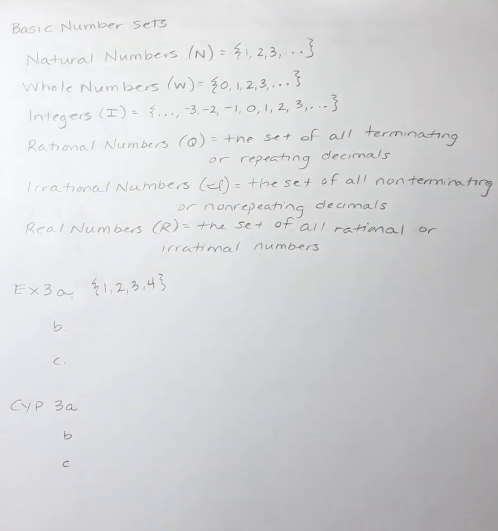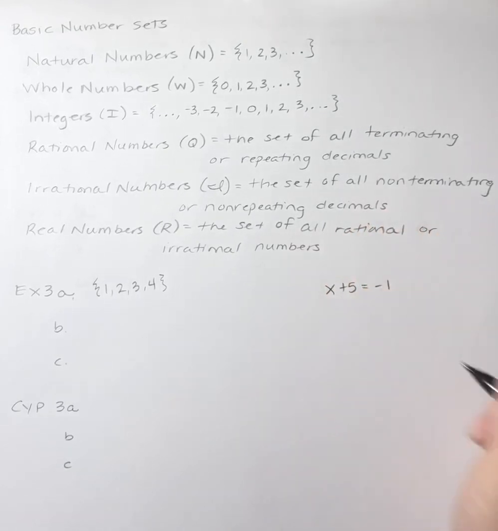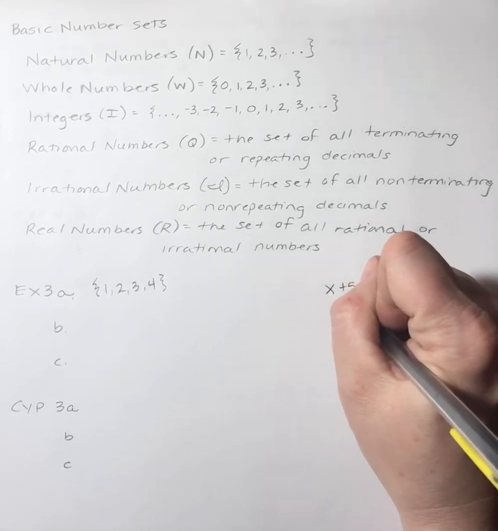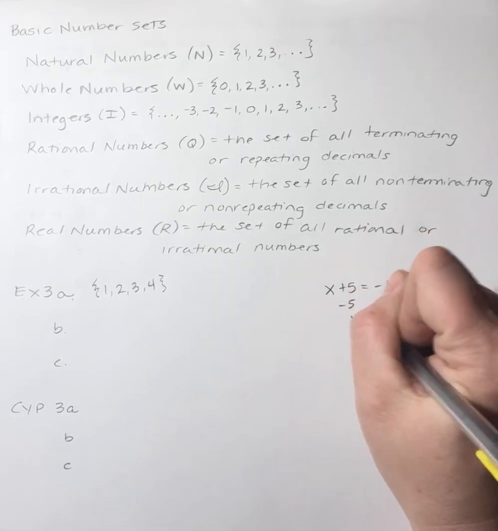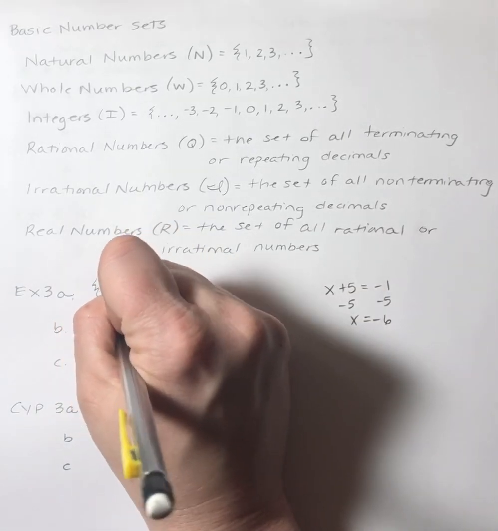B, the solution set of x plus 5 equals negative 1. So if we have x plus 5 equals negative 1, to solve that, I subtract 5 on both sides, so x equals negative 6. So I just have one solution, negative 6.